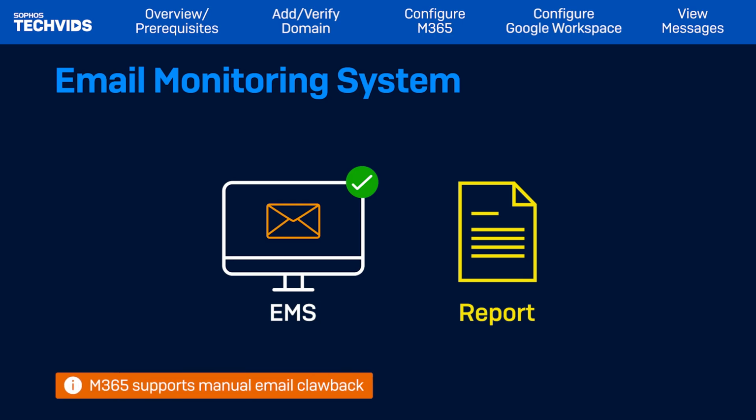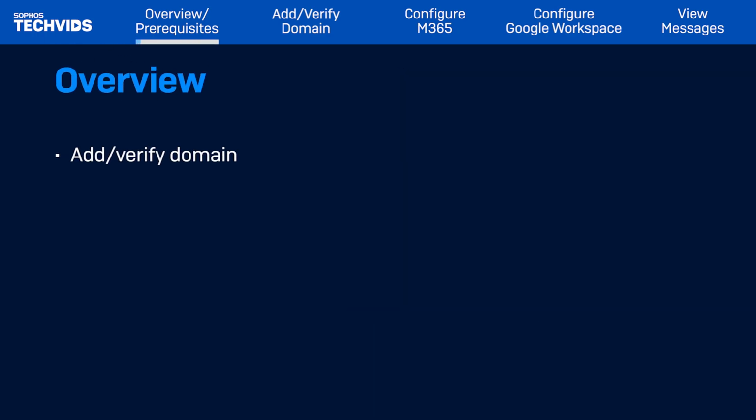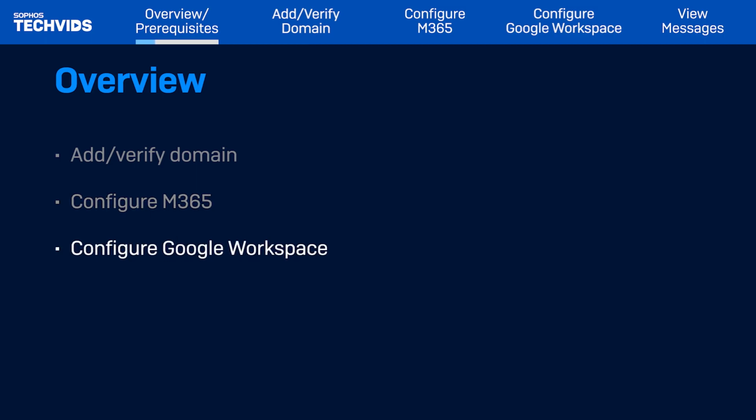Manual email clawback is also supported for Microsoft 365 environments. In this tech vid, I'll show you how to add and verify your domain in Sophos Email. Then, I'll configure the EMS settings in Microsoft 365, followed by Google Workspace. Lastly, once configured, I'll show you how to view messages.